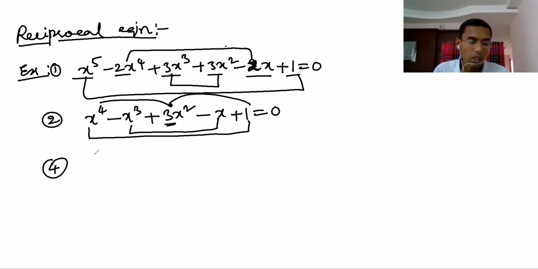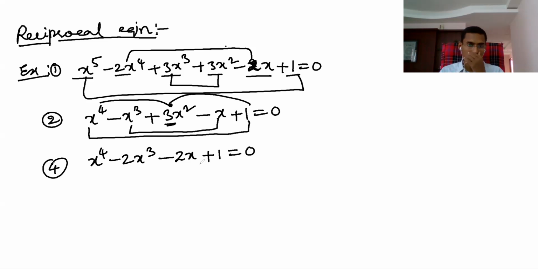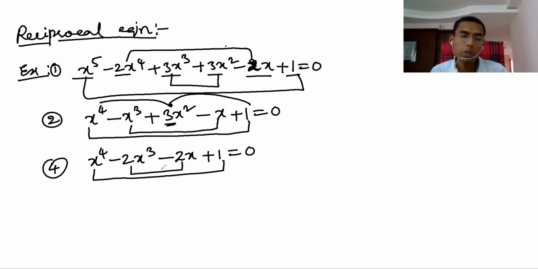Now I am giving one more example. x power 4 minus 2x cube minus 2x plus 1 equal to 0. Is this a reciprocal equation or not? Yes, this is also a reciprocal equation. Simply, what you need to check is whether the coefficients equidistant from the beginning and end are the same or not. Yes, same. Therefore this is also a reciprocal equation.